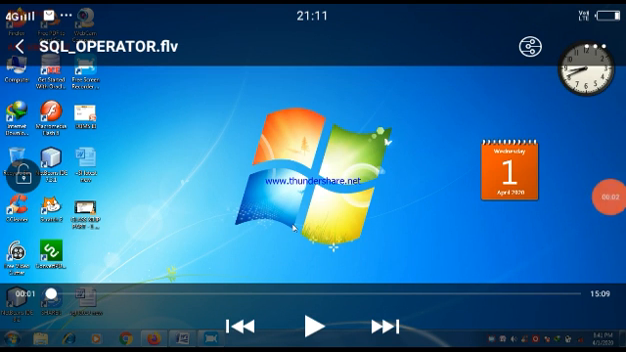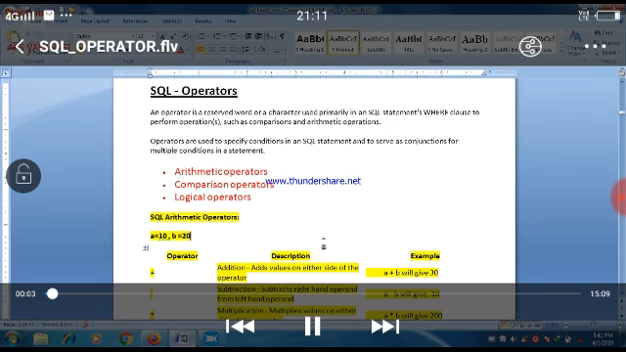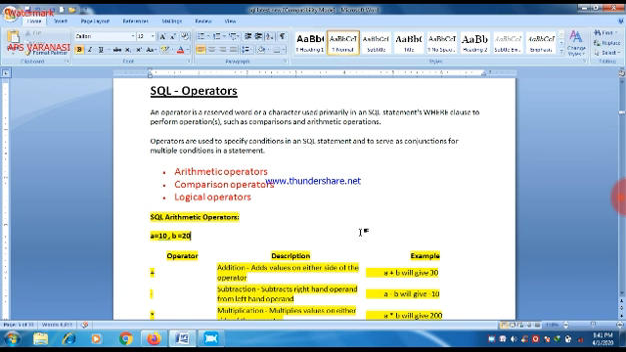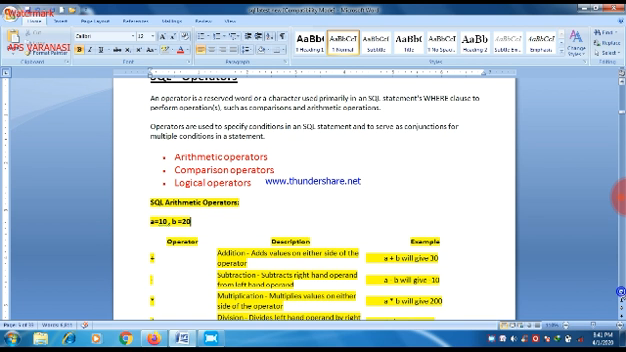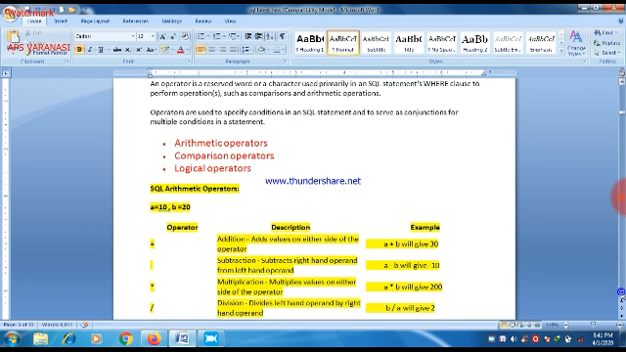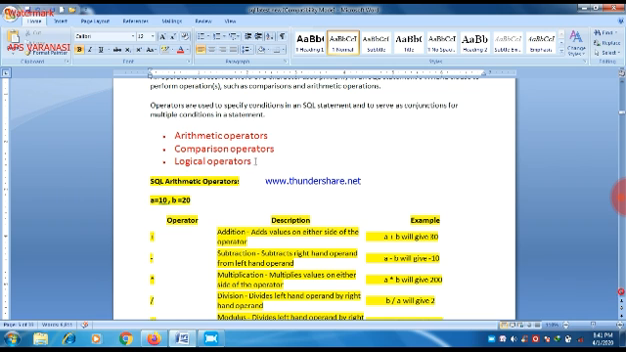Hello IP students, today our topic is SQL operators. SQL operators are reserved words which perform arithmetic and logical calculations and sometimes comparison. So these are the three basic types of operators: arithmetic operators, comparison operators and logical operators. Let us consider them one by one.